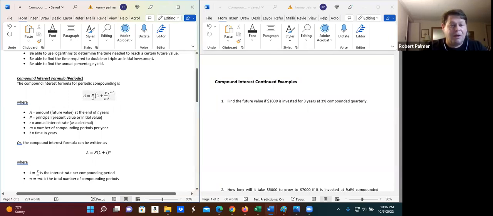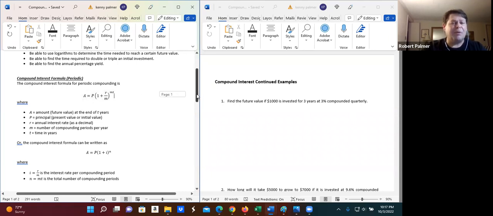Now here, our P is our principal. That's our initial investment. Our R is our annual interest rate as a decimal. Then M is the number of compounding periods per year. T is time in years. So if your time is not given in years, you have to convert it to years. Then A is the future value, or the amount you'll have after T years.